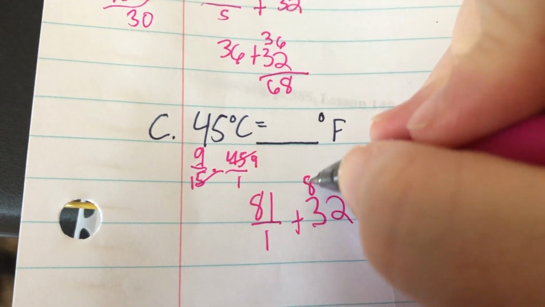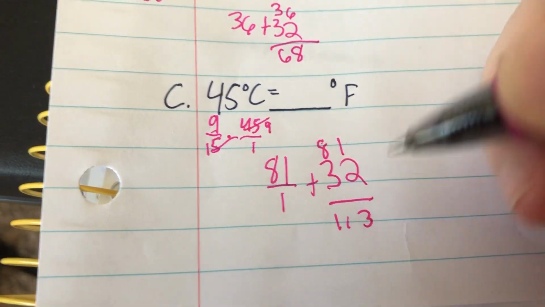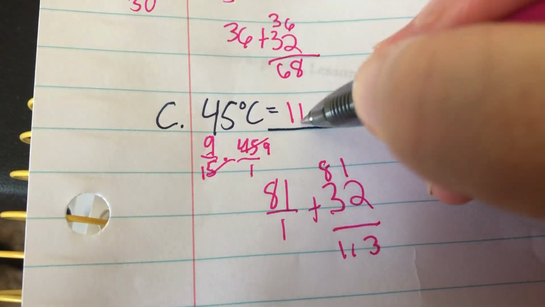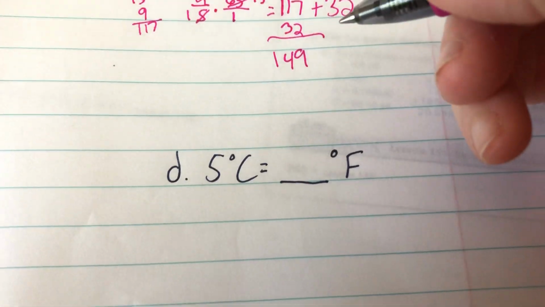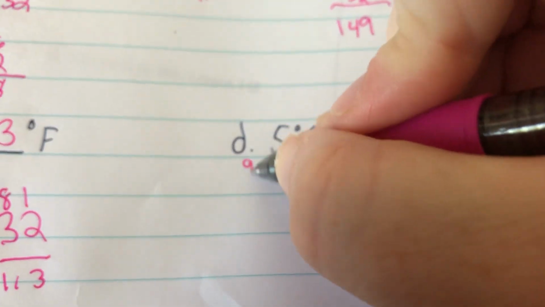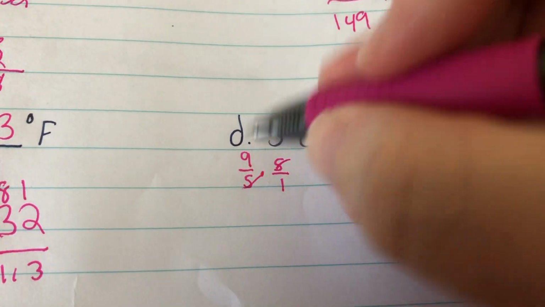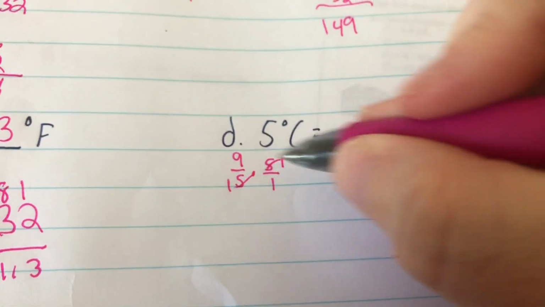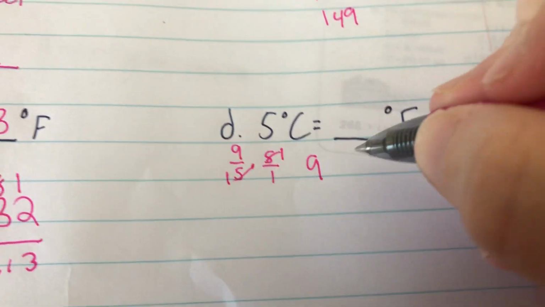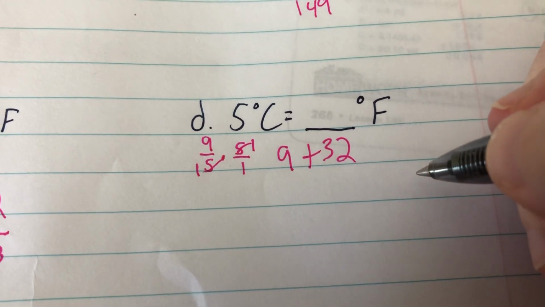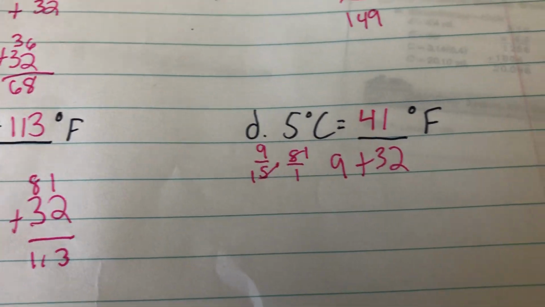So I'm going to bring my 81 above it. 1 plus 2 is 3. 8 plus 3 is 11. So 45 degrees Celsius is 113 degrees Fahrenheit. D, we have 5 degrees Celsius. So 9 over 5 times 5 over 1. Simplify that. 1 and 1. 9 times 1 is 9. 1 times 1 is 1, so it's just 9, plus 32. 32 plus 9 is 41 degrees Fahrenheit.